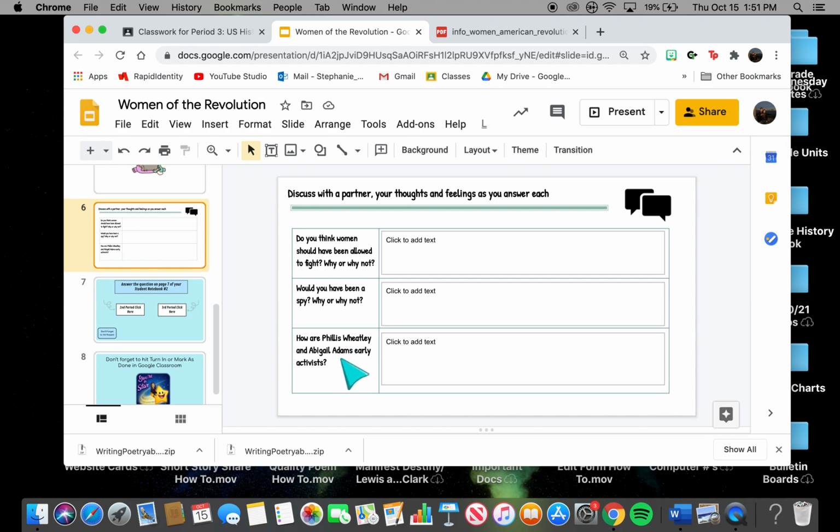How are Phyllis Wheatley and Abigail Adams early activists? So activists are people who want to change something in the world, and they do that by actively doing something to contribute. For instance, activists could be Black Lives Matter, or it could be a women's suffragette. People who did something to try to change the world. They're trying to make a difference, and they're actually doing something. They're not just saying something. So that's how you do those slides.